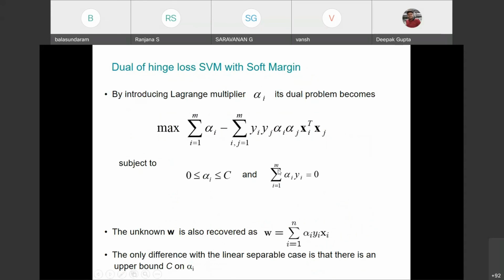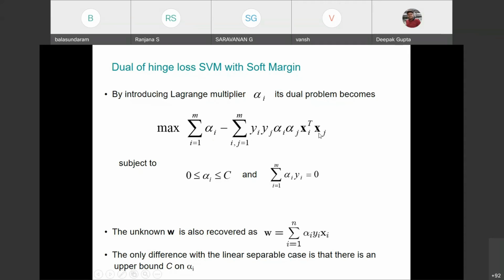This is for the linear case. So what do I have to do for the nonlinear case? Wherever xi is there, replace it by phi of xi. So I have to solve, in the case of allowing some data points which are wrongly placed, for the nonlinear case, the dual problem, and here, instead of xi and xj wherever it comes, I replace by phi of xi and phi of xj. So the dual problem becomes: maximize summation of alpha i minus summation yi yj alpha i alpha j phi of xi transpose phi of xj.